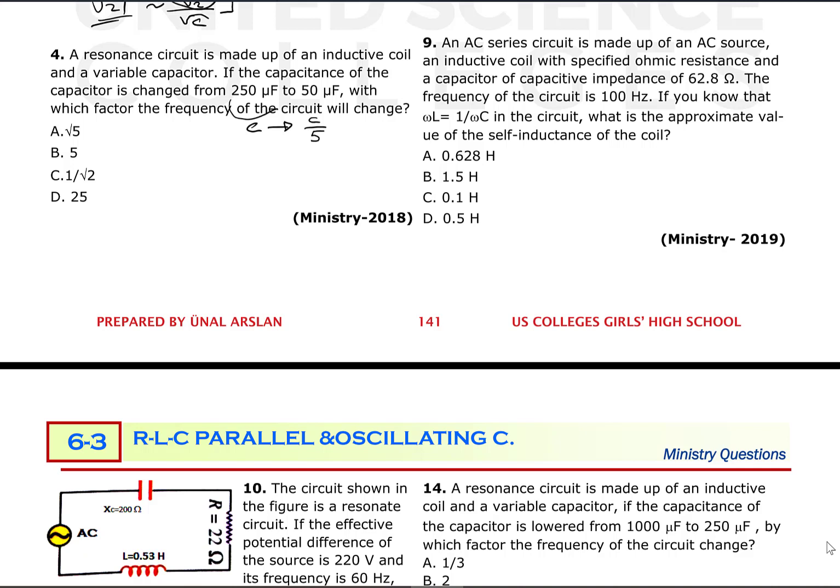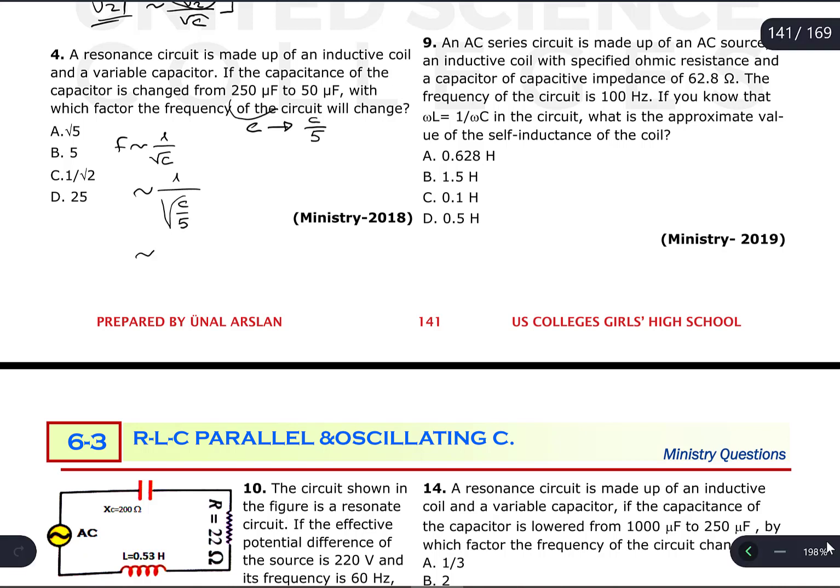Why? Because there is a root. Mathematically, we can say that frequency changes by 1 over root C, because C changes to C over 5. So instead of C, we can write C over 5. This root 5 must flip to the numerator. It will be root of 5 divided by root of C. I see that this one is multiplied by root of 5, so frequency must be multiplied by root of 5. The result is going to be root of 5f. So A is the correct answer.